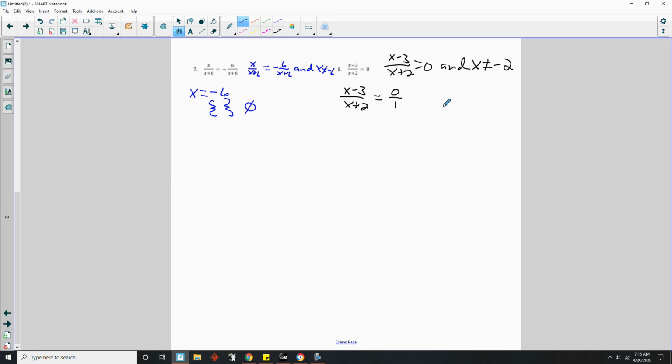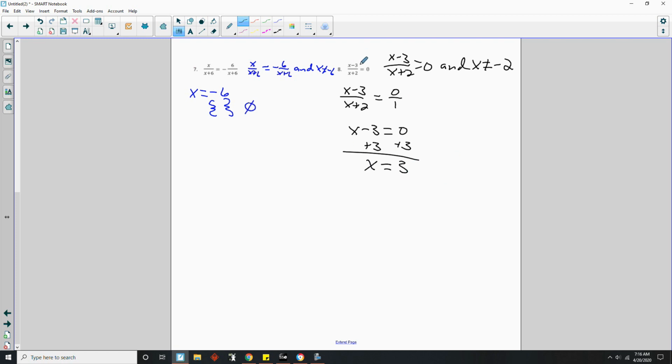So in order to solve this, I would cross multiply. Well, keep in mind, though, we don't even have to do that. When you have a fraction, if the numerator is 0, then the whole thing is 0. So all I have to do is set the numerator equal to 0. And when I do that, we get the value for x.